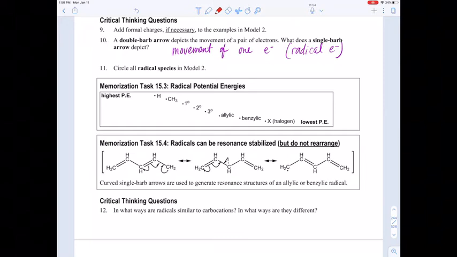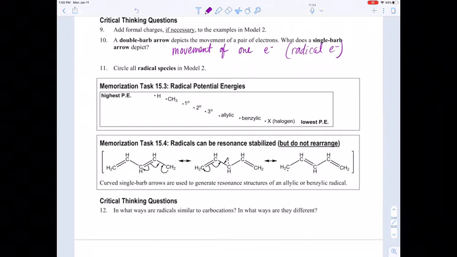Moving on, we have a new memorization task about radical potential energies, and this is fairly important. Highest potential energy is a hydrogen radical, otherwise known as hydride, which is very reactive. Going down to a halogen radical is the lowest in potential energy, therefore the lowest reactivity. This corresponds with the reactivities that we saw earlier with the reaction rates at the top of page 226, so you can compare that if you want. Then you only have to memorize one thing.